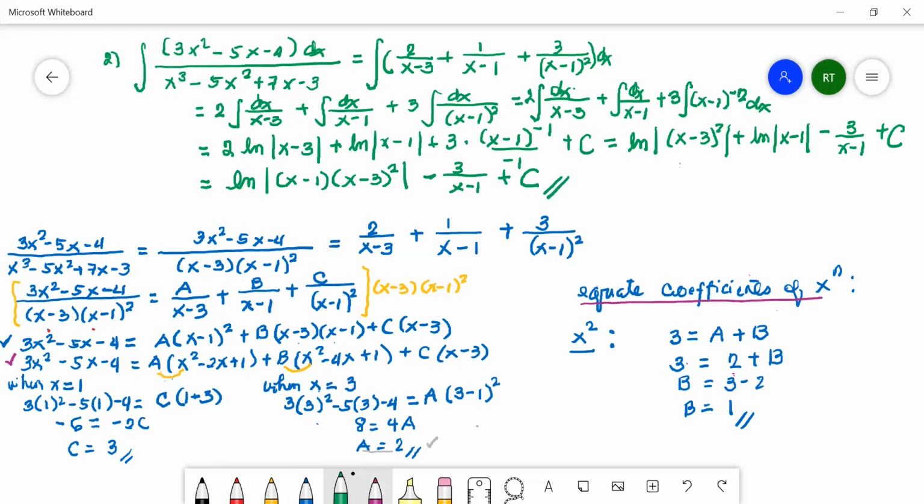Okay, so this is the integral. Medyo tataas ko lang yung minus 1. Okay, here. Okay, para hindi nakakagulo. Therefore, the integral is equal to the natural logarithm of the absolute value of the product of x minus 1, x minus 3 raised to the second power minus 3 over x minus 1 plus the constant of integration.